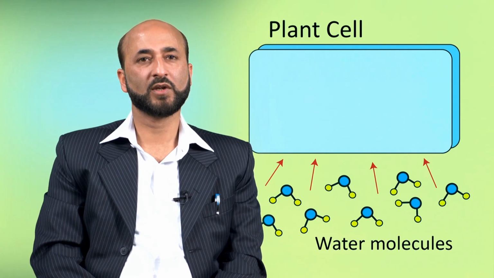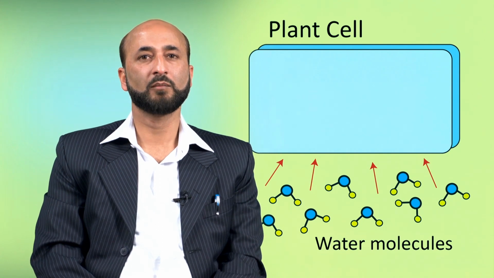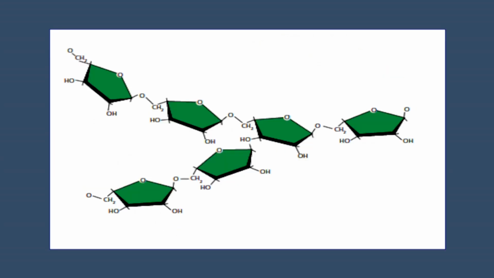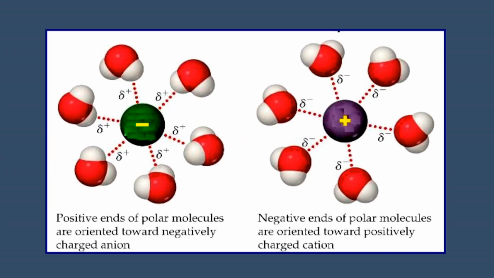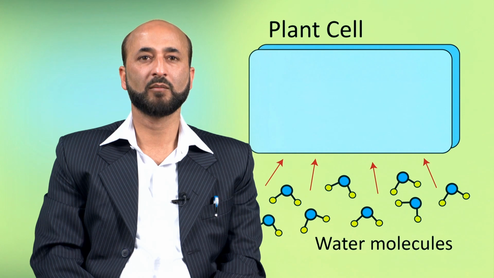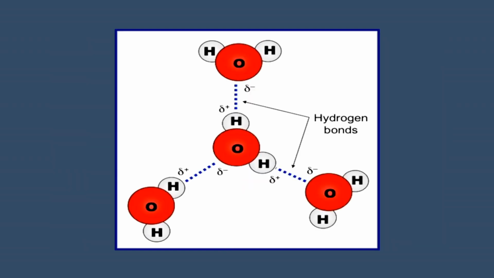Now, the next component is matric potential. Hydrophilic surfaces and many charged surfaces, for example, clay particles, proteins, cell wall polysaccharides, form electrostatic interactions with polar water molecules and bind or adsorb water. Such a material with surfaces that adsorb water is called a matrix. Even surfaces with no net charge, for example starch, can also bind water because of hydrogen binding.